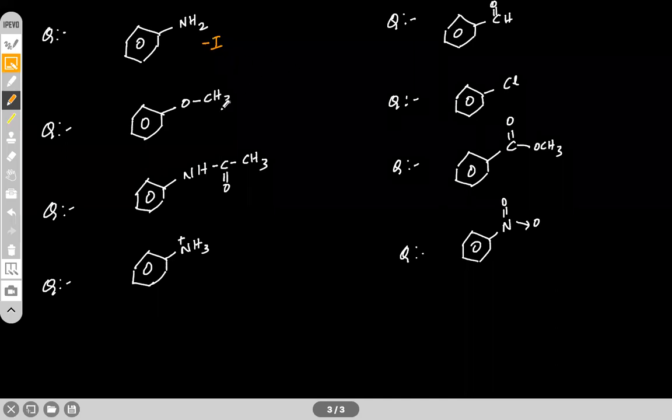Okay. With minus I, you see, this nitrogen also has a lone pair on it. We know when the first atom has lone pairs, it has an electron releasing tendency. This electron pair comes over here, this goes over here. So with minus I and plus M, it has both effects. But for stability and other properties, we always check with respect to the dominating effect.